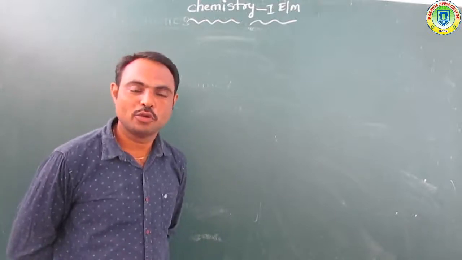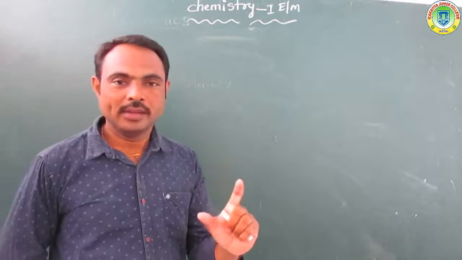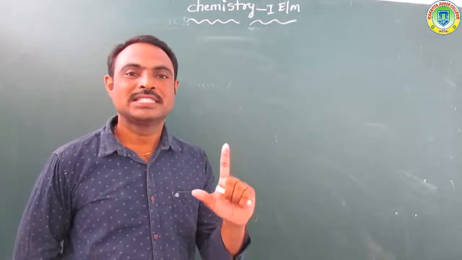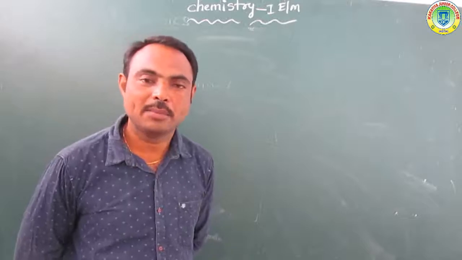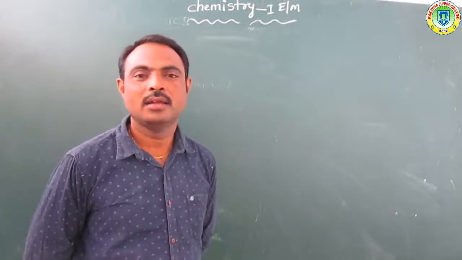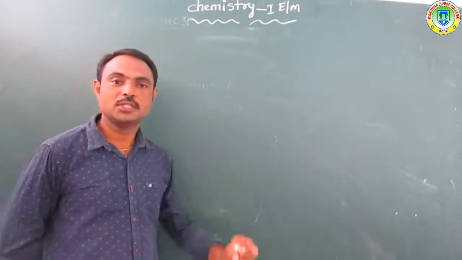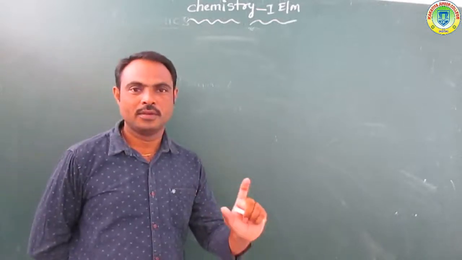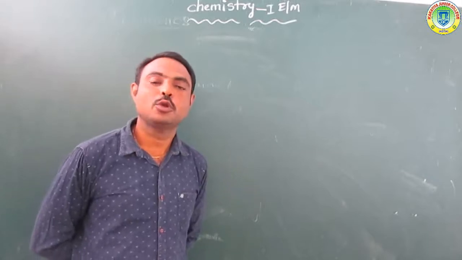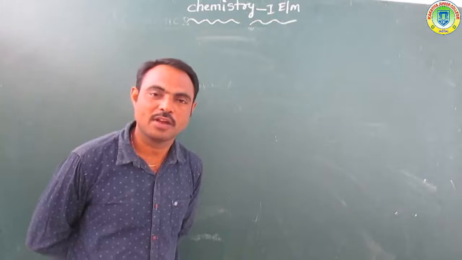Last class we discussed the allotropy of carbon. What is allotropy? When an element or compound shows different physical properties but the same chemical properties, that phenomenon is called allotropy. Overall, allotropy of carbon forms two types: number one, crystalline allotropy of carbon; second, amorphous allotropy of carbon.